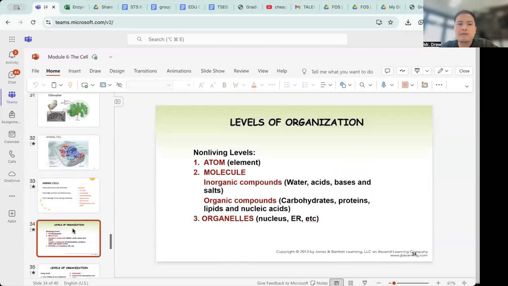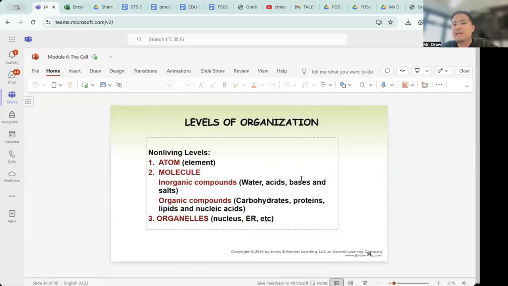jumping to another lesson, and that is about the levels of organization. So let's begin with the non-living levels of organization. The most basic unit is the atom. The building block of matter, that's atom.